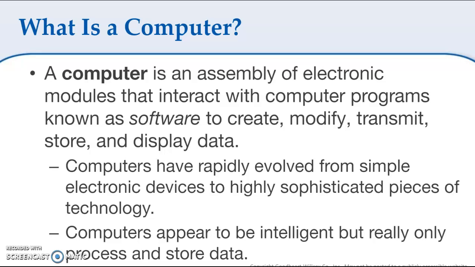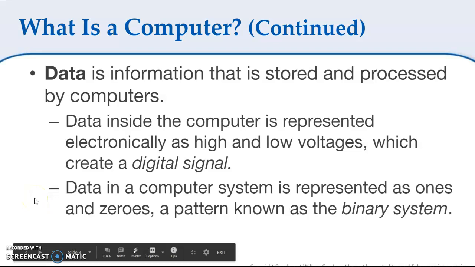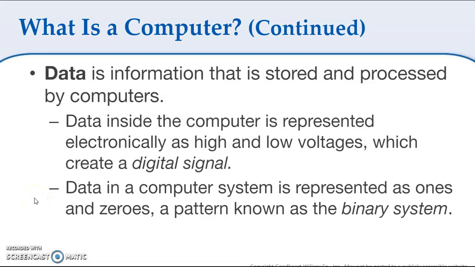Computers have rapidly evolved over the last number of years, and they also appear to be intelligent, but really all they do is process and store data. Data is information that is stored and processed by all computers. Data inside the computer is represented electronically. Data in a computer system is represented as ones and zeros. This is also known as the binary system. This is how computers can communicate and interpret data in order to store it and process it.